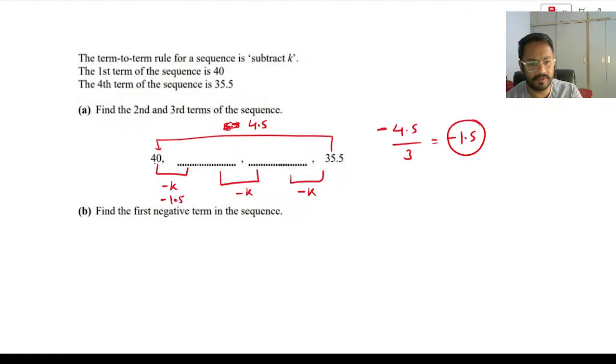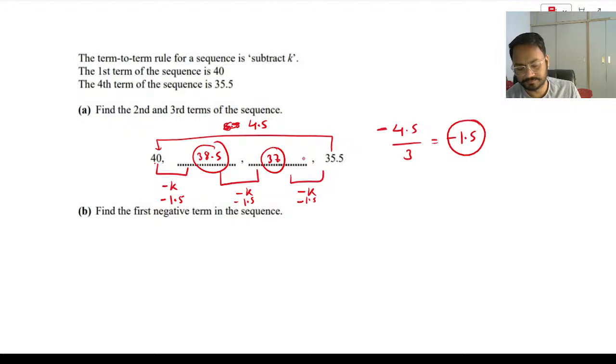So 40 minus 1.5 is 38.5. If I again subtract 1.5, you will get 37, and by that way you will get the next term 35.5 if I subtract 1.5. Correct. So both are correct. Both of you are correct.